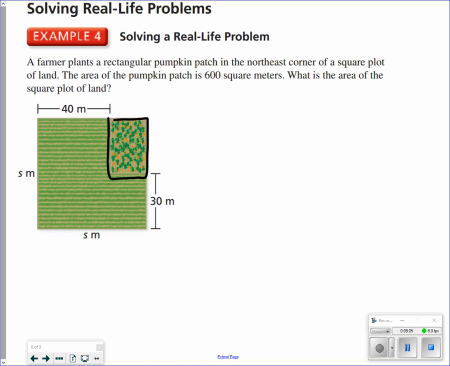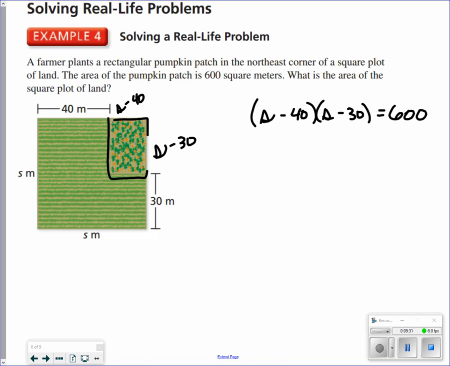If that's 40 and this is 30, then this little side of this would be 30 plus s. Let me try this again. S minus 30. I spoke incorrectly there. So the whole side minus 30. And this side up here then would be S minus 40. So I have S minus 40 times S minus 30 equaling 600. So they told me that the area of the pumpkin patch, that's a horrible looking pumpkin patch, is 600.